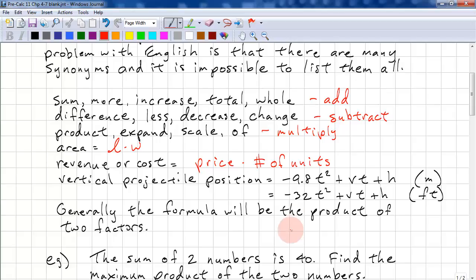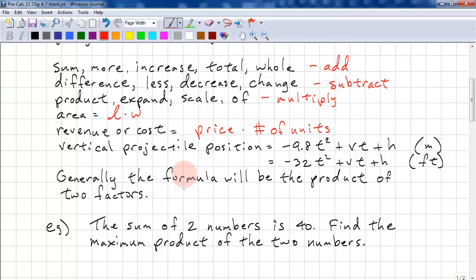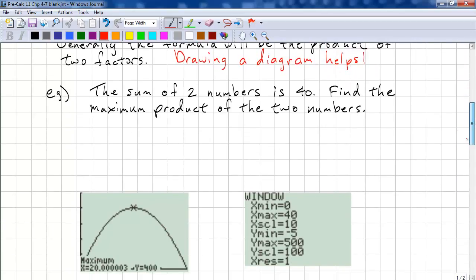And generally, with quadratics, the formula will be the product of two factors. And when you're given a problem, if a drawing is not provided, make a drawing. Here's an example. The sum of two products is 40. Find the maximum product of two numbers.